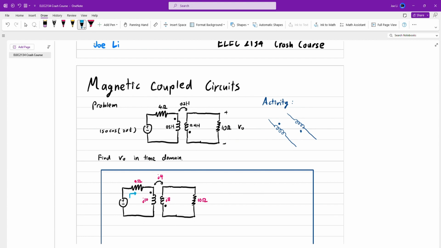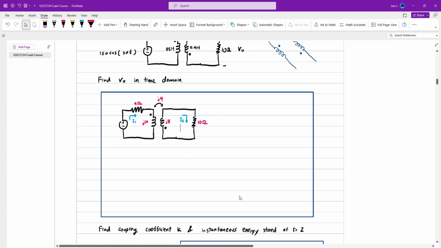We have I1 and I2. Sorry guys, one day I will try to get a better microphone or improve upon my one.